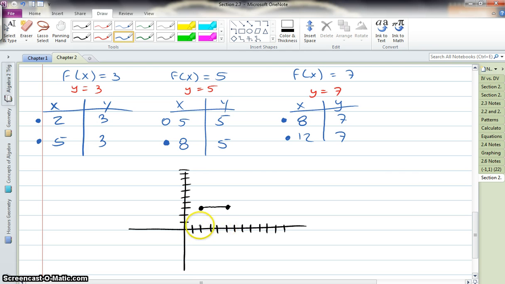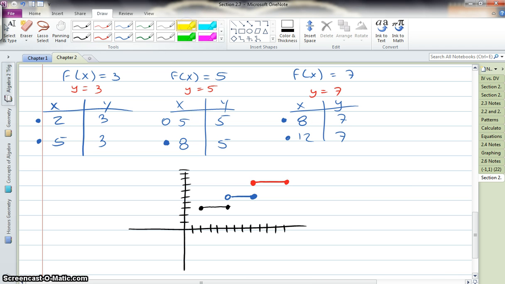All right, then we have 5, 5. We have an open dot, my mistake, open dot, and at 8, 5, we have a closed dot, connect your line. And then in the last function here, we have 8, 7, closed dot, and 12, 7, closed dot. And this is why we call it a step function, because it continues to step up.